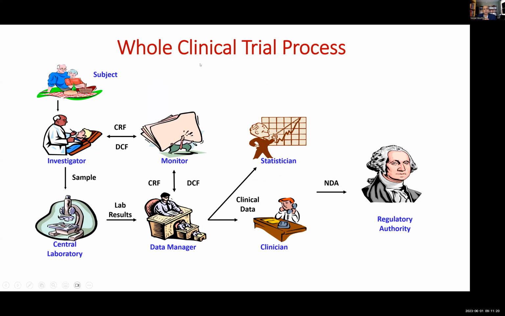Now, when you see this whole clinical trial process, the subject and the investigator, for our knowledge, is like a doctor. Case report form like this. Samples are taken that go to the laboratory, lab results. This is lab results. Then the statistician is analyzing the data. The clinician is taking that part. Then we are going to apply for the NDA. NDA means new drug application. That goes to regulatory authorities. So when you understand this diagram perfectly, you are able to understand the clinical trial process. The whole clinical trial process is this.